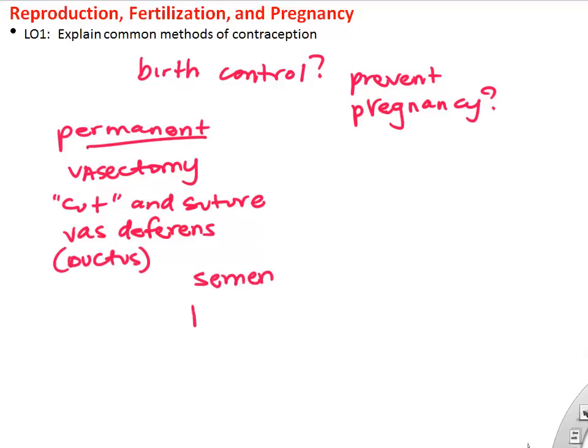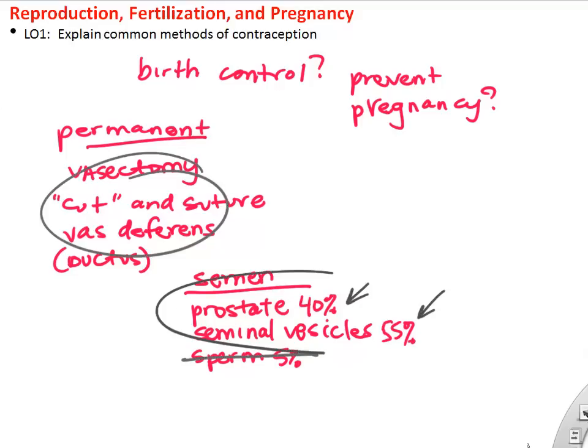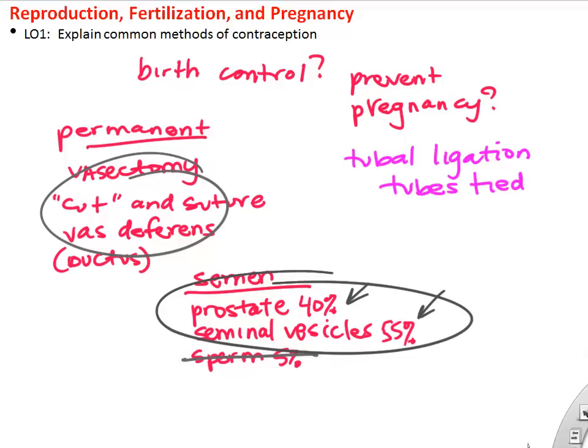So basically, in this case, you still have semen made by the prostate and the seminal vesicles, and you just won't have the sperm, since the sperm have to travel up the ductus deferens or vas deferens to the ejaculatory duct to be added to the semen. So in this case, it is actually sort of reversible, but it is permanent if left in place.